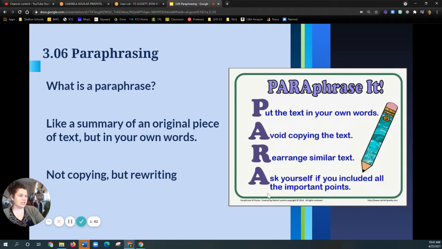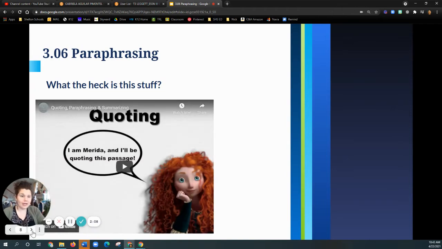I found this and I thought this was nice. So how do you paraphrase? You put things into your own words. You avoid copying the text, but you rearrange it similar to the text. And then ask yourself if you included all of the important parts. You might be saying, how do I know what an important part is? How do I know what paraphrasing looks like?